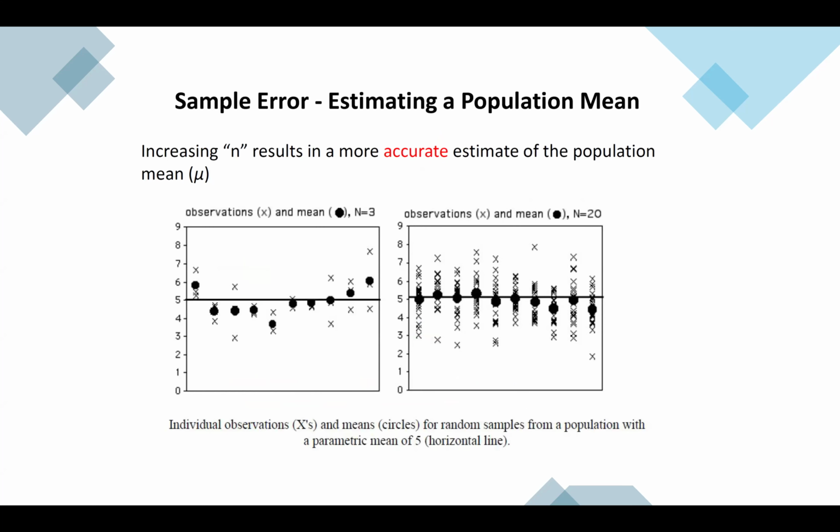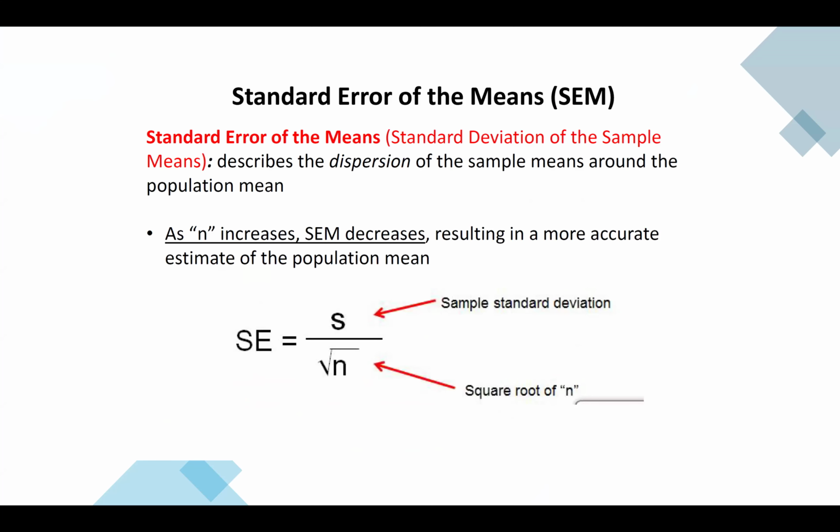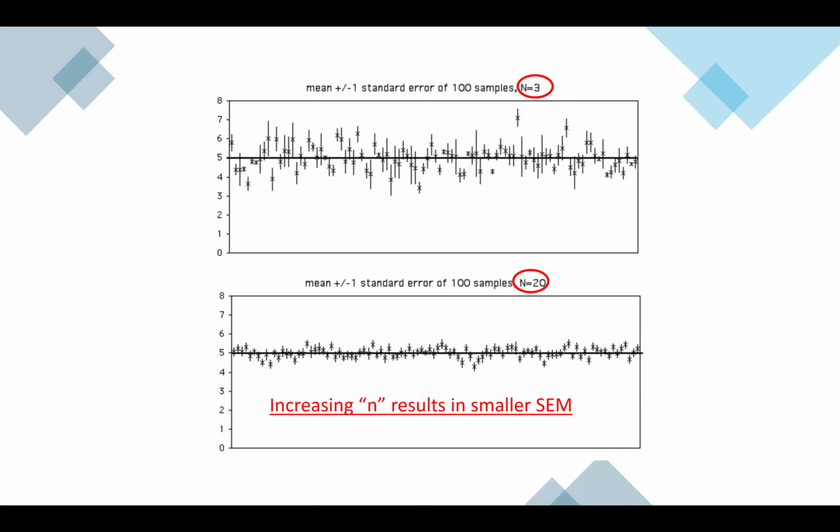Sample error, when you're estimating that population mean, the more samples you have, which is N, the more accurate. Standard error of the means is the standard deviation of the sample mean. So it just means it's the standard deviation of that smaller sample size. That's all that is. You have a bigger standard error if you have a really small group. The more N you have, which is the more samples, the more trees that you measure, the better your standard error is.